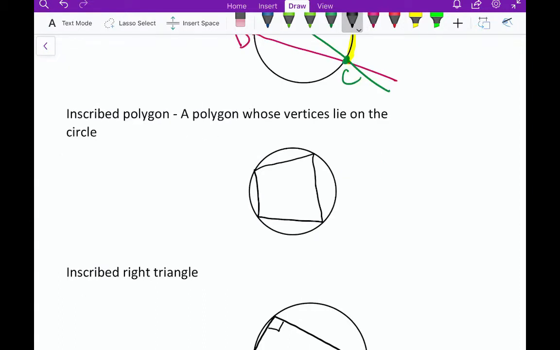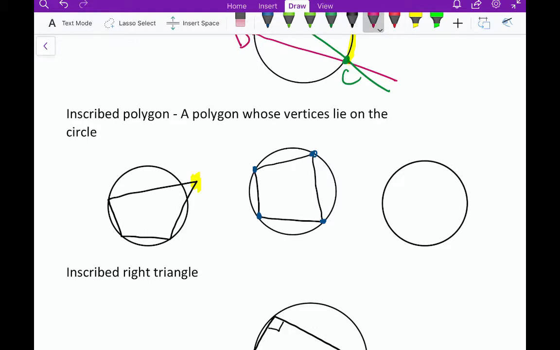An inscribed polygon is a polygon whose vertices lie on the circle. Remember polygons we studied? A triangle is a polygon, quadrilateral, hexagon, all of those. So you can see in this example I did a quadrilateral, and this is inscribed because the vertices are on the circle. So let me give you an example of not inscribed. That's not inscribed because this vertex is outside the circle. Another quick example of not inscribed would be something like this. That's not inscribed because this vertex is not on the circle.